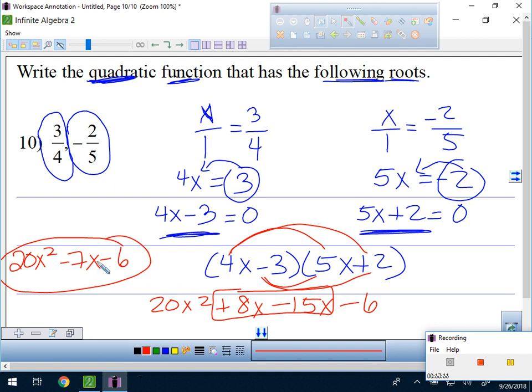So you've got one where you have to write the equation given the 2 roots. But just remember, just set them equal to x. And watch your signs. That's the key thing also.